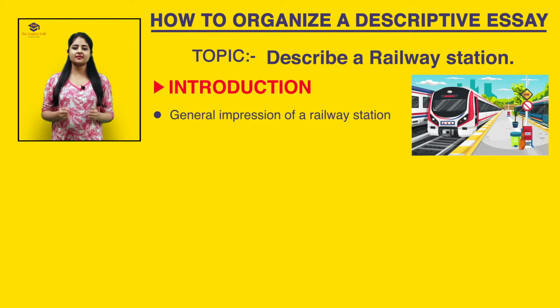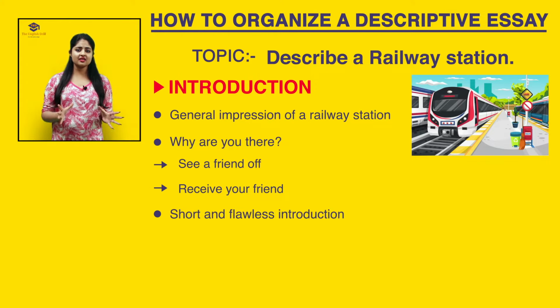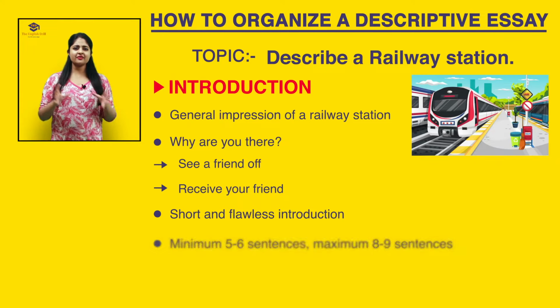You can also write about why you are there at the railway station, maybe to see a friend off or to receive your friend. So now you're waiting for the arrival of his train. You need to write a short and flawless introduction. It can be 5 to 6 sentences long, minimum 5 to 6 sentences, but maximum 8 to 9 sentences. Just remember a short and flawless introduction.